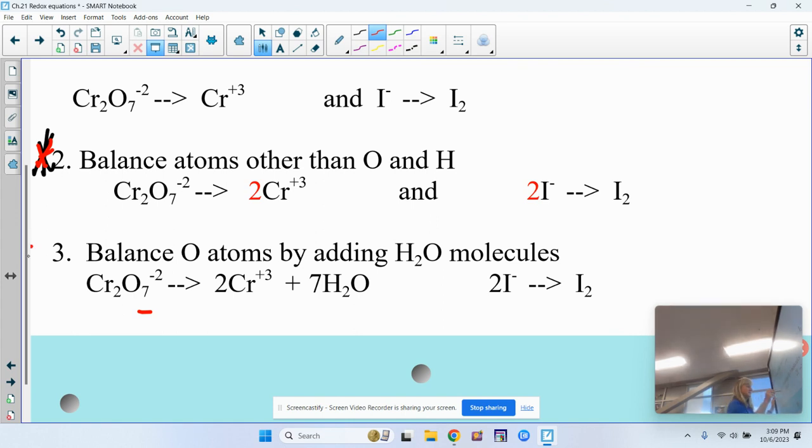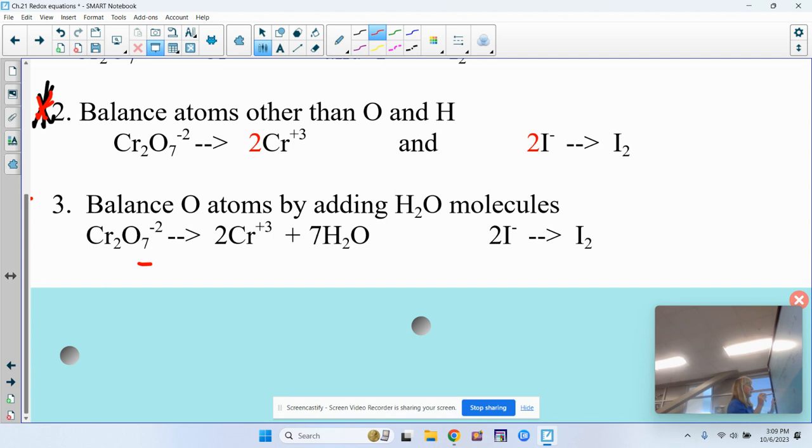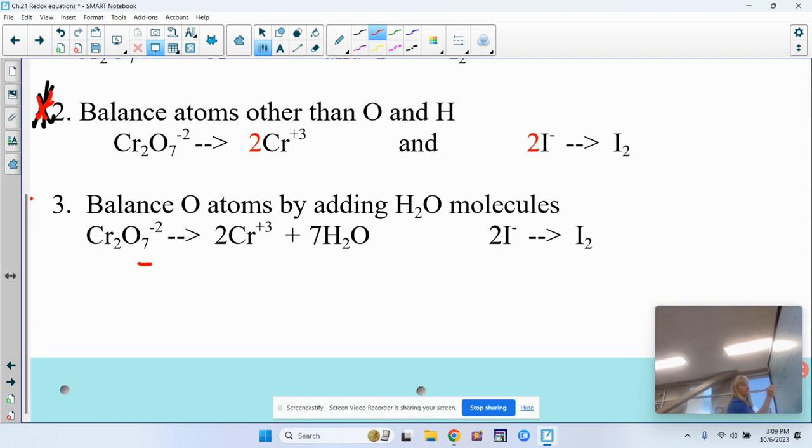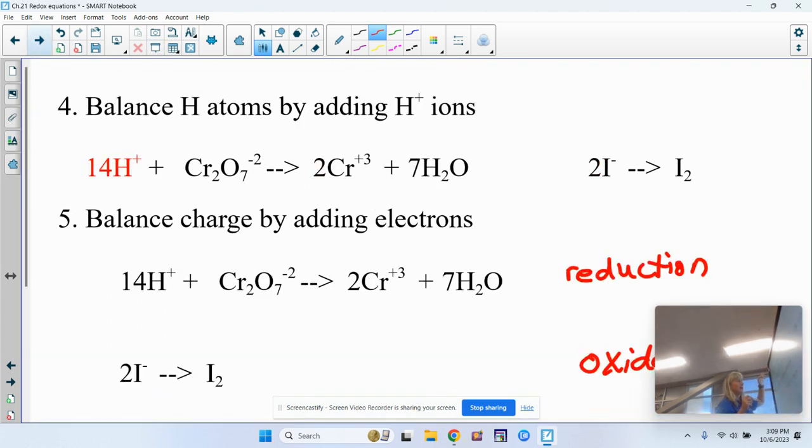Now that I've added 7 waters, I've also added hydrogen, so 2 times 7. I've added 14 hydrogens also. So the next step is balance hydrogens by adding H plus. So I have 14 hydrogens on this side, so I'm going to add 14 H pluses to the other side. At this point, all the atoms should be balanced, and you should double check that. So 14 H's on both sides, 2 chromiums on both sides, 7 oxygens on both sides. The other one, all I had to do was balance the atoms, so there's 2 I's on both sides.